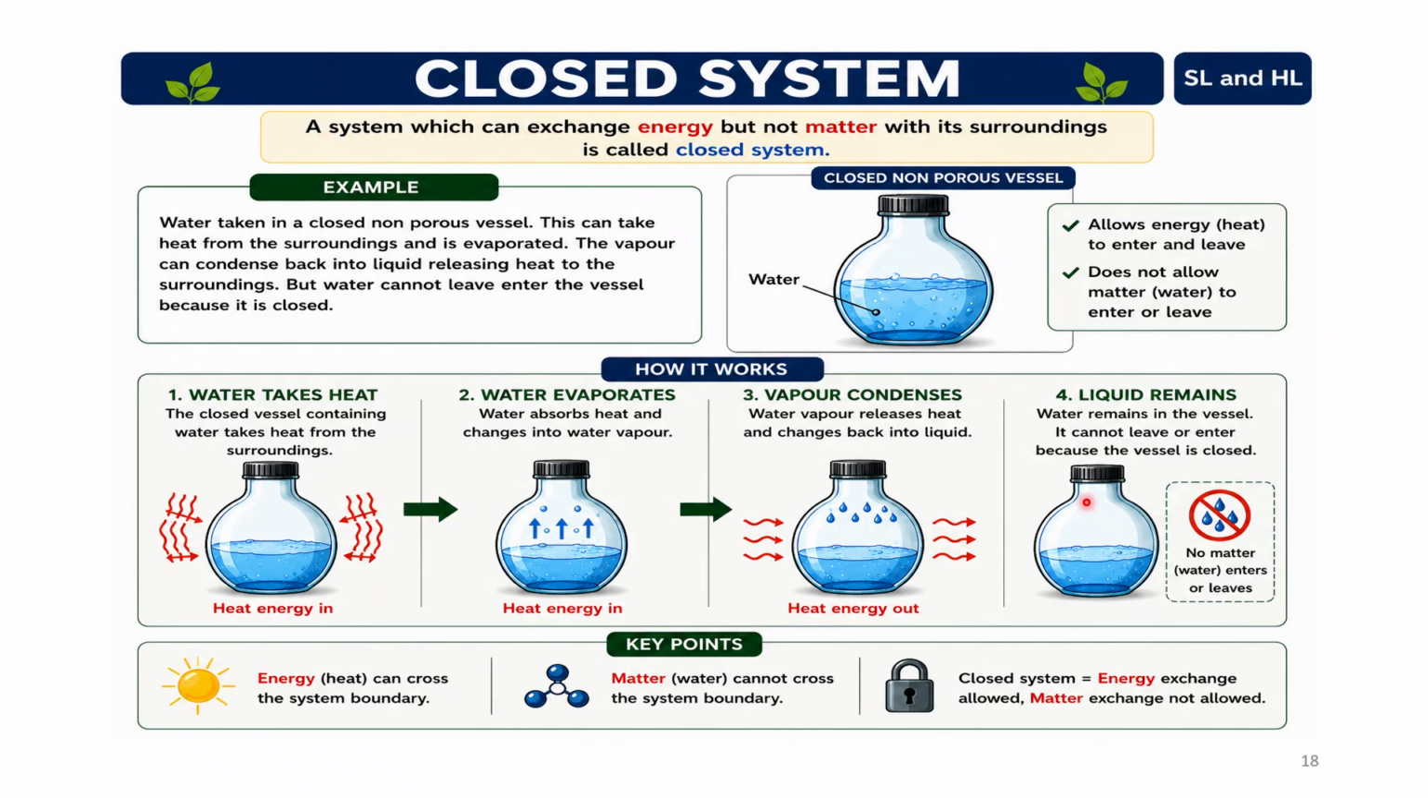Throughout this process, energy flows in and out, but the total amount of water remains within the vessel. No matter crosses the system boundary because the container is sealed. The Earth, which is often considered approximately closed for matter but open for energy, receives solar radiation and releases heat to space. Understanding closed systems helps explain how system boundaries influence the movement of energy and matter.